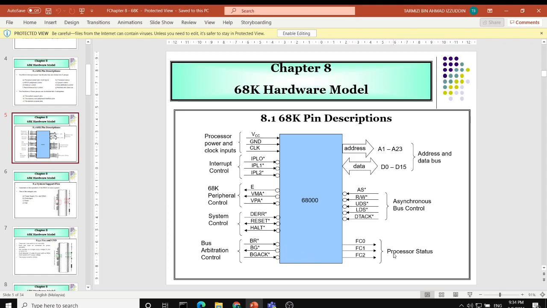And lastly, we have the processor status pins, which, if you can see, the arrow here is unidirectional, so it is used to denote the status of the processor.